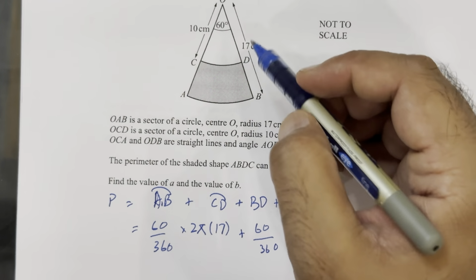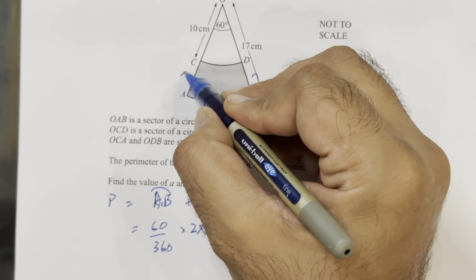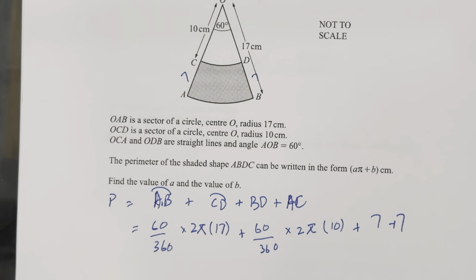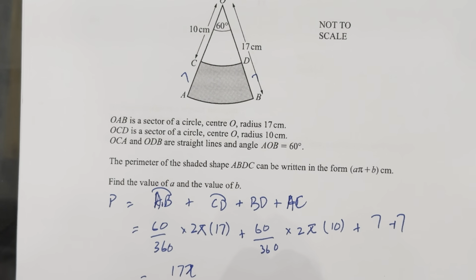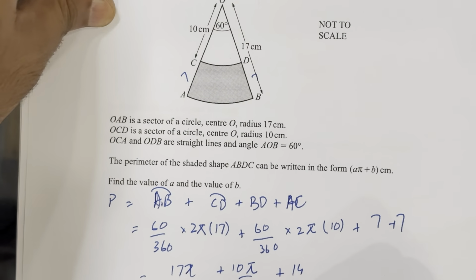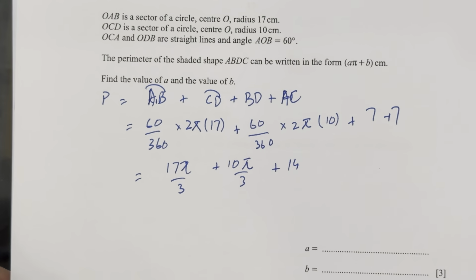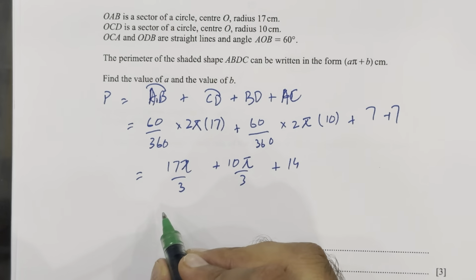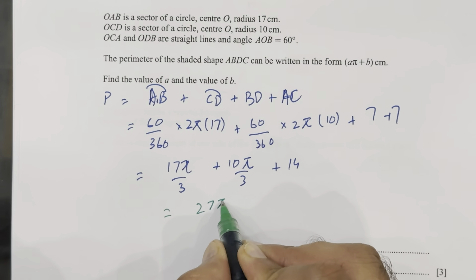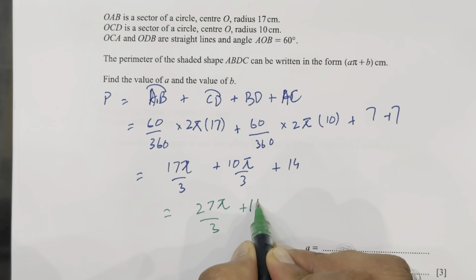How do you get the 7? 17 minus 10 is 7. Okay, now you can calculate these values. You would get 17 pi over 3, and this would be 10 pi over 3 plus 14. Okay, after solving it you get this value, 27 pi by 3 plus 14.